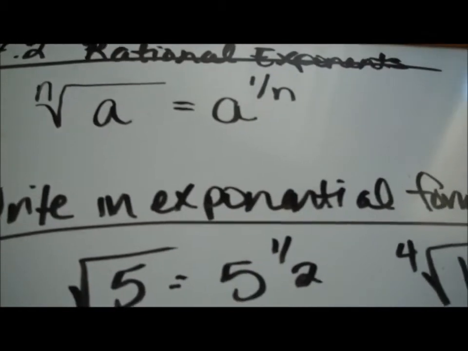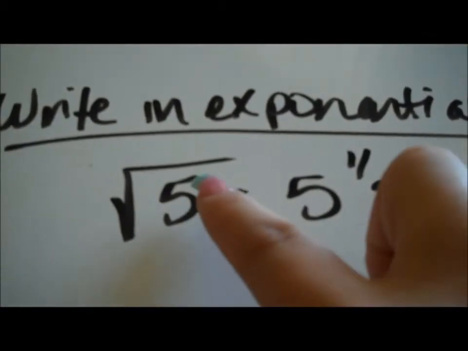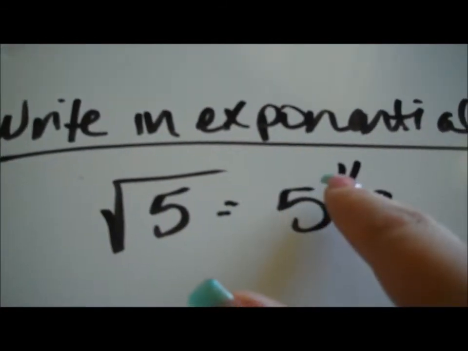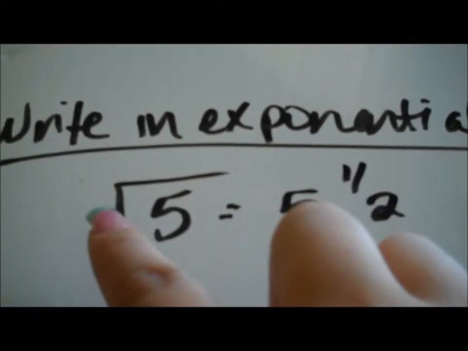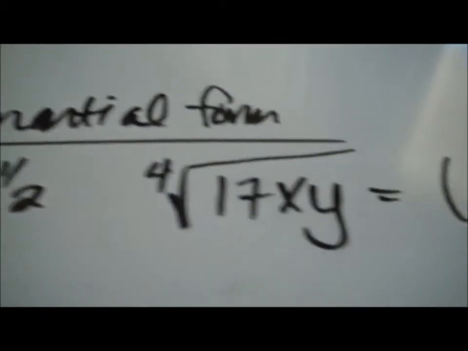So for example, if I wanted you to write stuff in exponential form, if I have the square root of 5 here, remember that this right here has an exponent of 1, so it's 5 to the 1. 1 is your numerator. And then this really has an index of 2, so this is 5 to the 1/2 power.